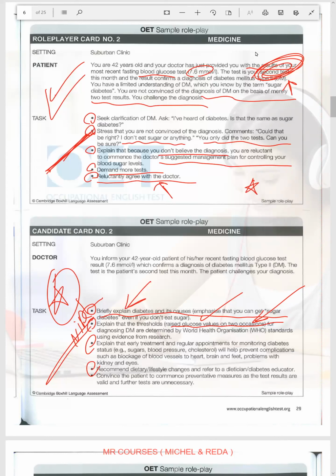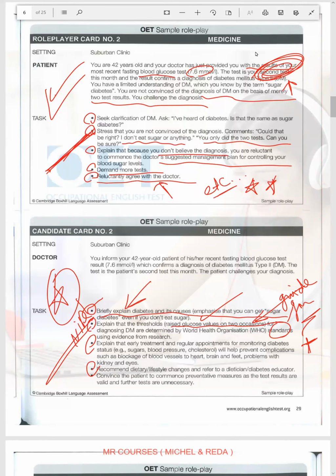For example, can we use our own knowledge, or are we limited to the card? No, not limited at all. You are a doctor, you are free to speak. You have to paraphrase these words. WHO, it can be not standards, it can be guidelines, okay? You have to paraphrase, add and increase information. And I'm sure of that, don't worry.